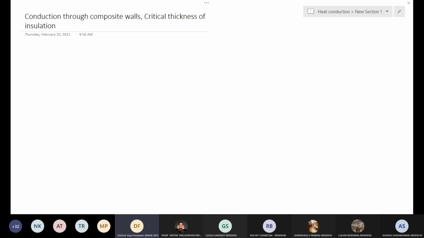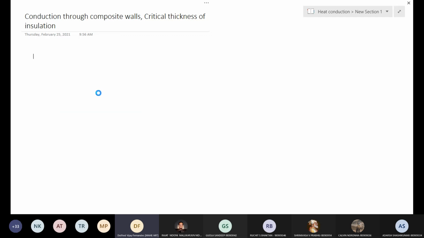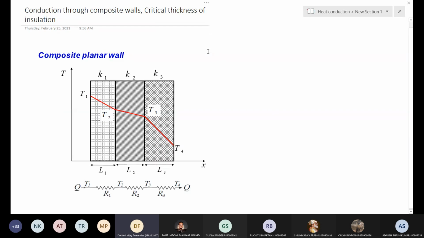Now, we have already studied, we know the rate of heat transfer through a planar wall. As an extension of that, if you have a multiple layered wall, how is heat transfer to be calculated through the entire wall? That is what we will see today. So can you give some example where we'll have these multi-layered walls, and what is the purpose?